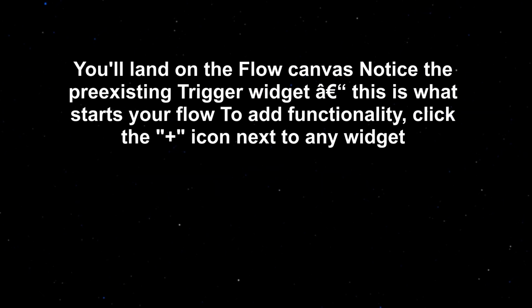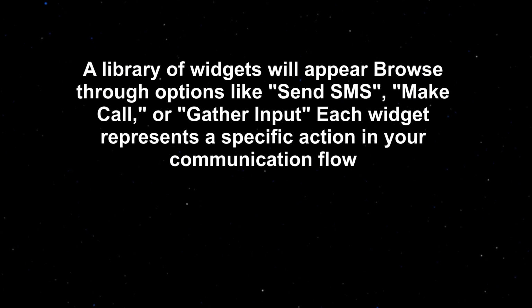Notice the pre-existing trigger widget. This is what starts your flow. To add functionality, click the plus icon next to any widget. A library of widgets will appear. Browse through options like send SMS, make call, or gather input. Each widget represents a specific action in your communication flow.